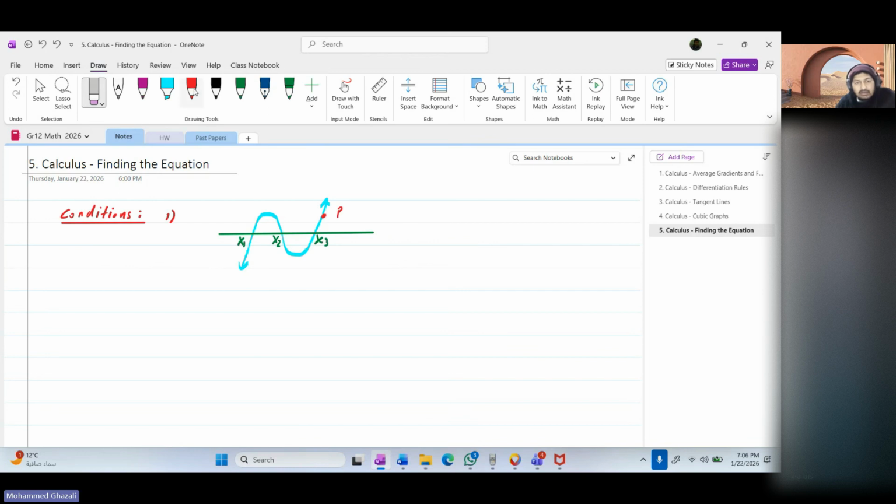So what is the formula that we use for this condition if all the x-intercepts are given? So remember, the general function of a cubic function is f of x is equal to ax cubed plus bx squared plus cx plus d. So we are going to start off with this equation because all the x-intercepts are given. So we're going to start with y equals a into x minus x1, x minus x2, and x minus x3.